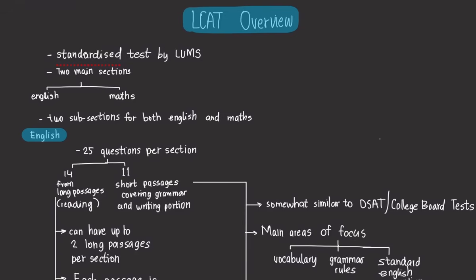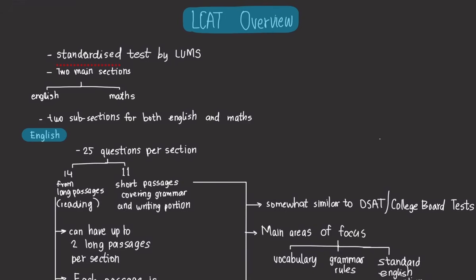We'll talk more about strategies and other tips of actually acing the test in later videos. But today, let's talk about the exact breakdown of the LCAT structure. This is really important to understand because it will help you manage your time and energy on the test day. So, as you can see on my screen, LCAT has two major sections, that of English and Maths. There are two subsections each for English and Maths. So in total, you'll be getting 4 sections in the entire test.